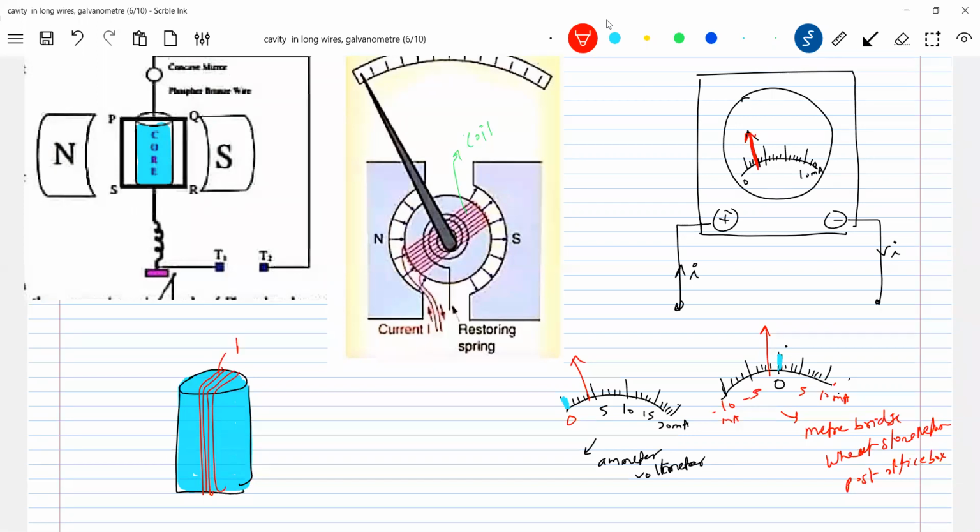Some n number of turns were there. This is the iron core. And what is this red color? Red color is a wire loop, a current carrying loop, n number of turns. Just go back to the dipole moment. Within 5 minutes, this will get over.